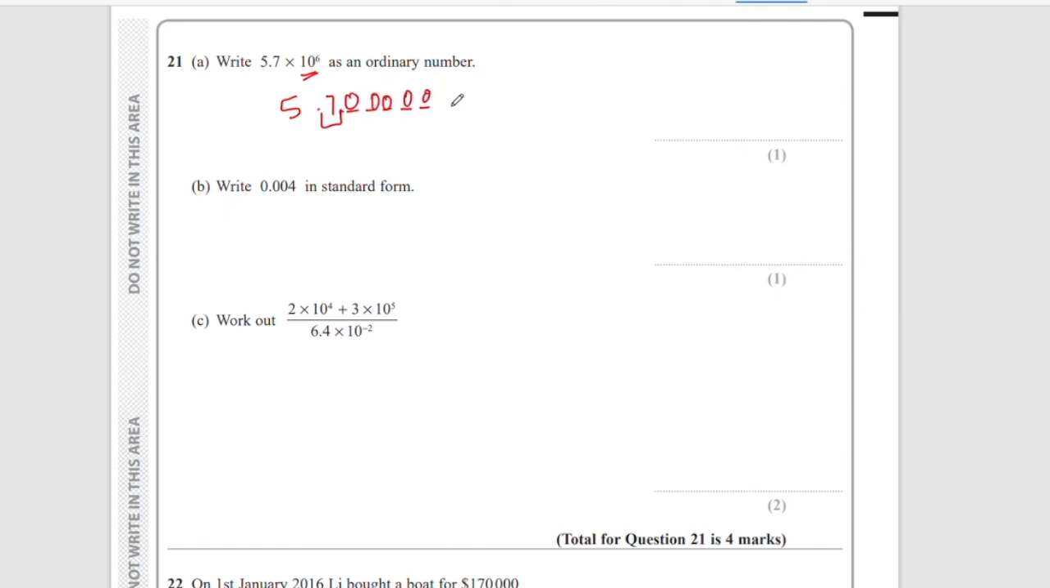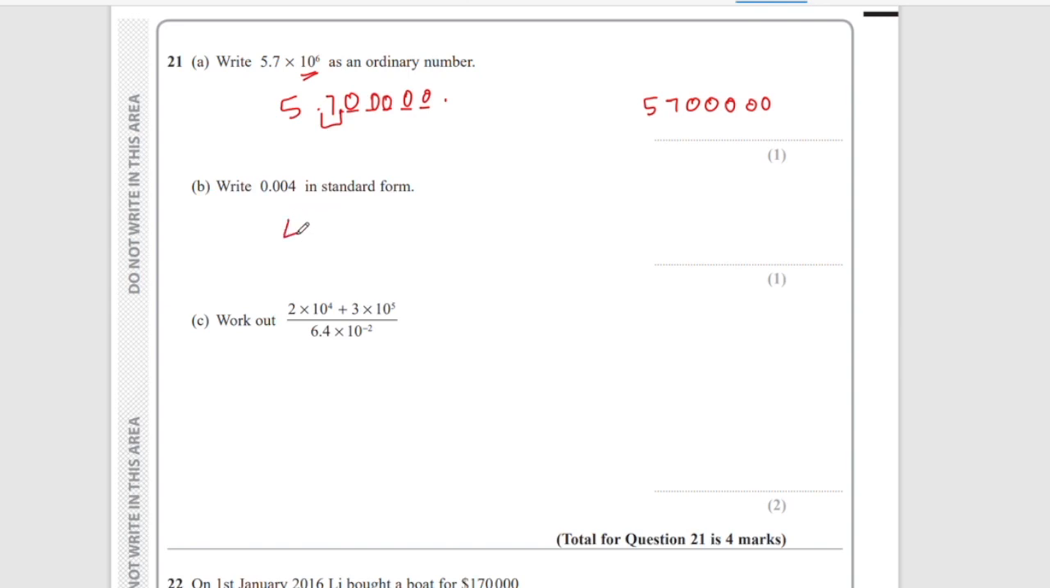The decimal is in the end. The answer will be 5, 7, 1, 2, 3, 4, 5. Decimal in the end, we can ignore the decimal in the end. So the answer is 5,700,000. Right, 0.004 in standard form.